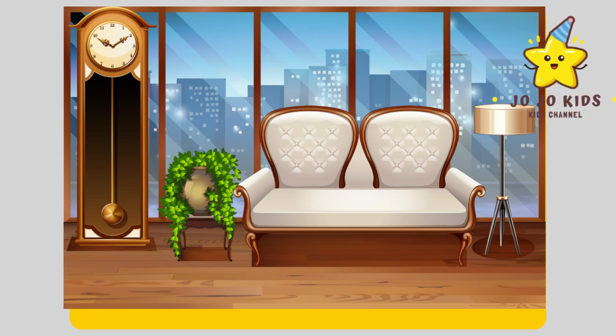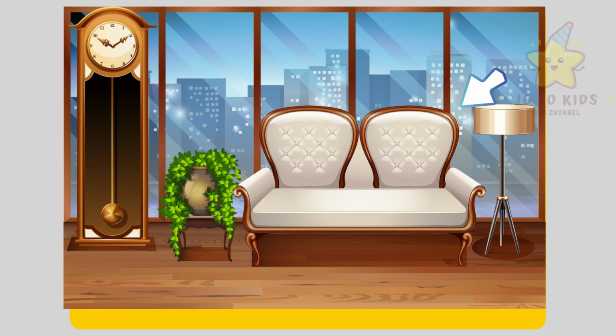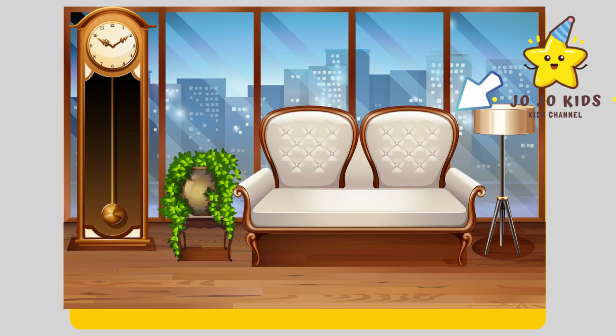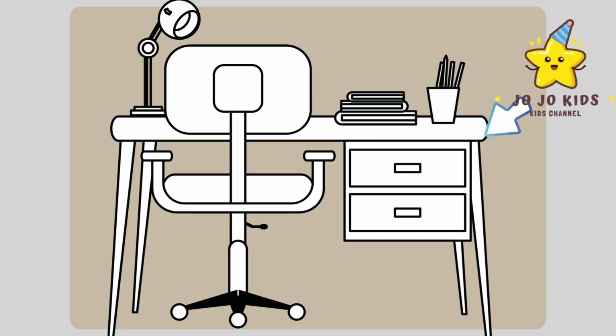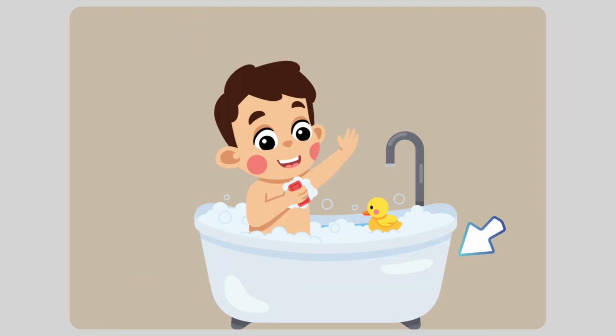Let's find out the things in white. Sofa white. Study table is in white color. Bathtub white.